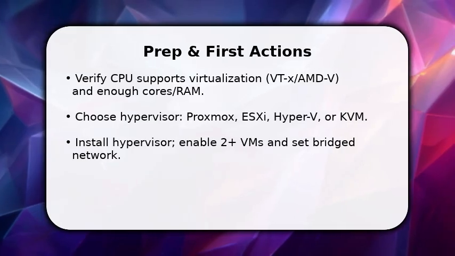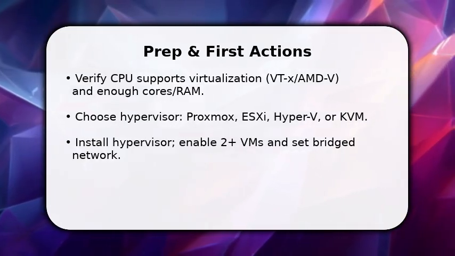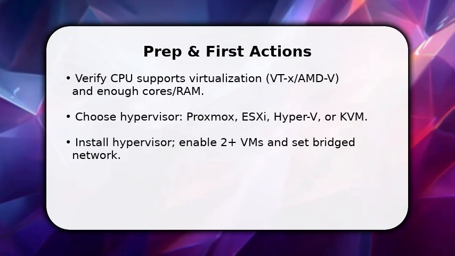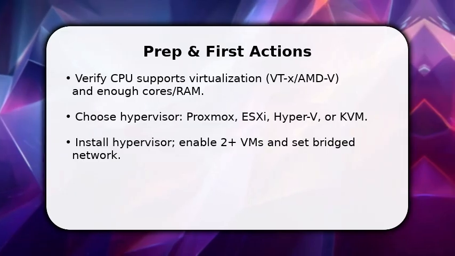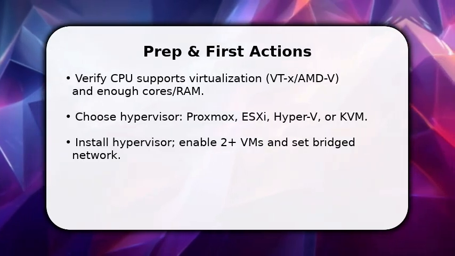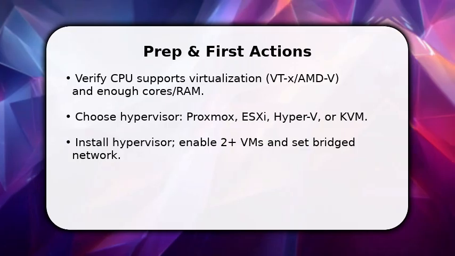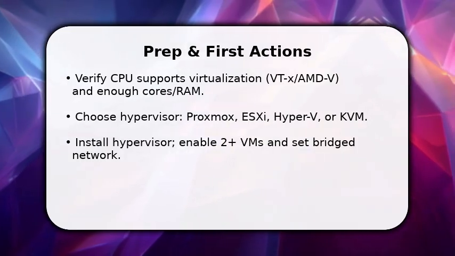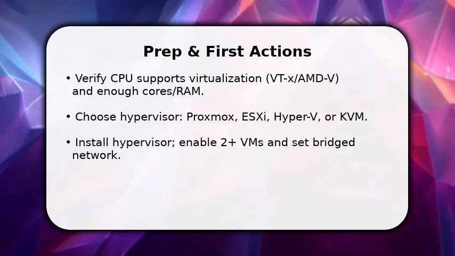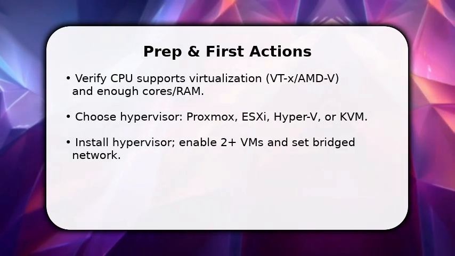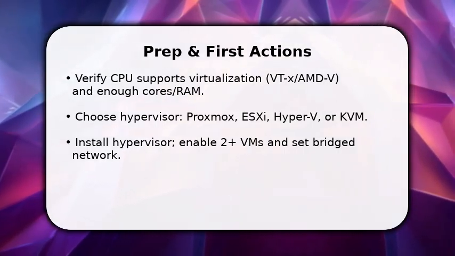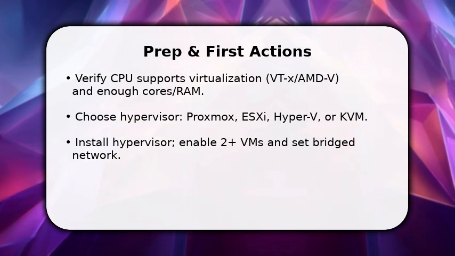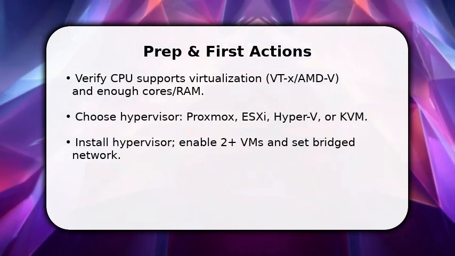Enjoy the video. You start by confirming your CPU supports VT-x or AMD-V and that you have enough RAM and cores to host multiple sessions. Once done, pick a hypervisor that matches your environment, Proxmox, ESXi, Hyper-V, or KVM, and install it on the host machine. Make sure to enable a bridged network interface and create the first 2 VMs to test. This immediate action gets computing resources allocated and a basic network path established so clients can connect next.